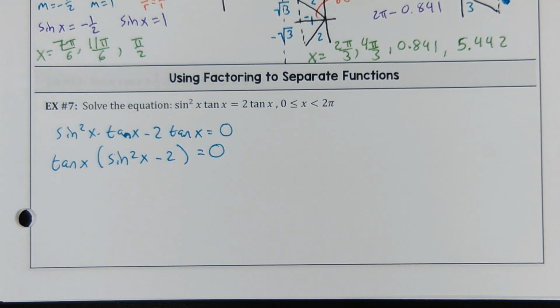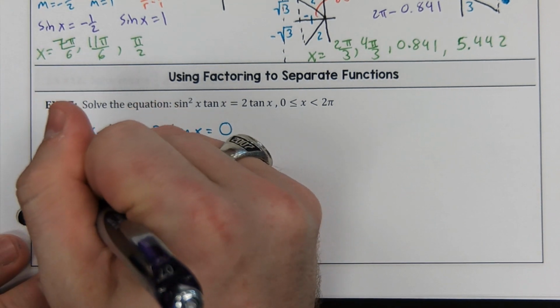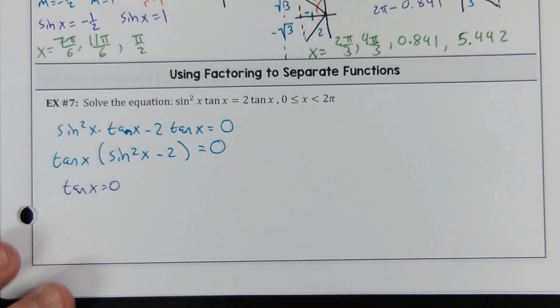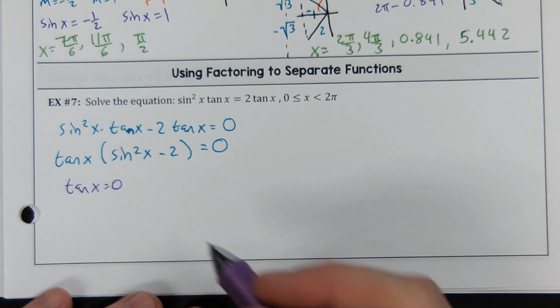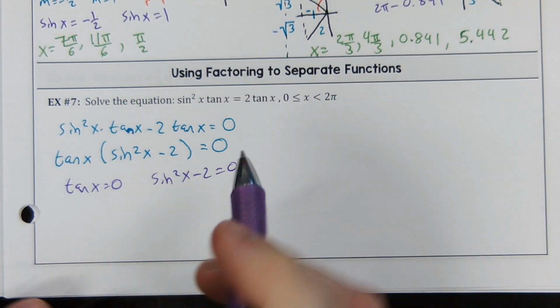Now that it's factored and set equal to 0, you could just set the pieces equal to 0. So now we're going to be solving for when tangent of x equals 0 and when sine squared x minus 2 equals 0. Let's do this one first.